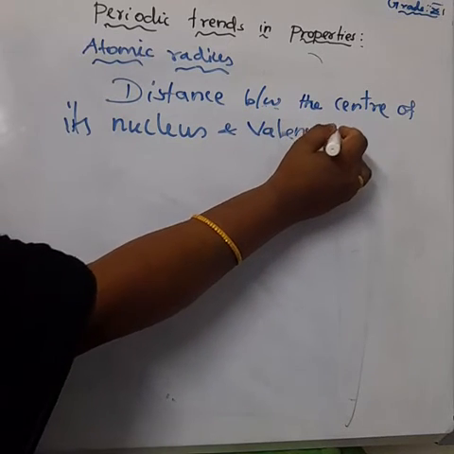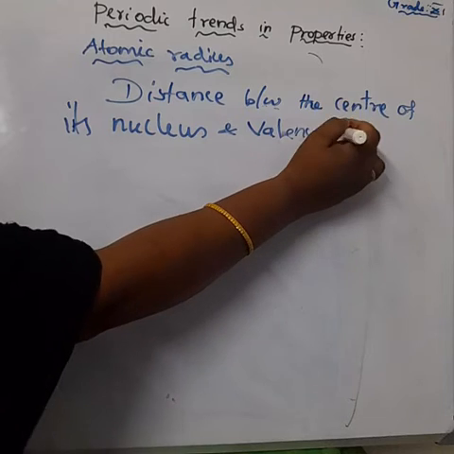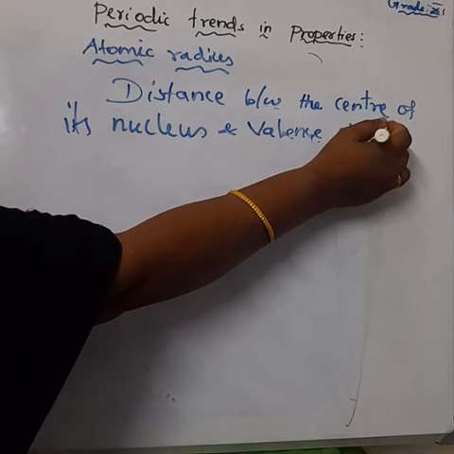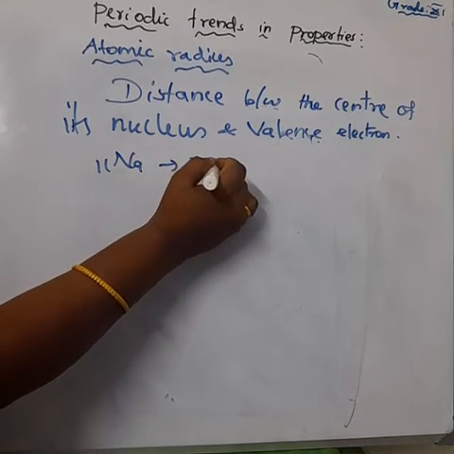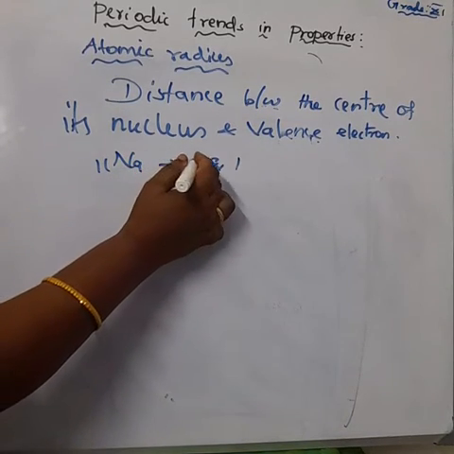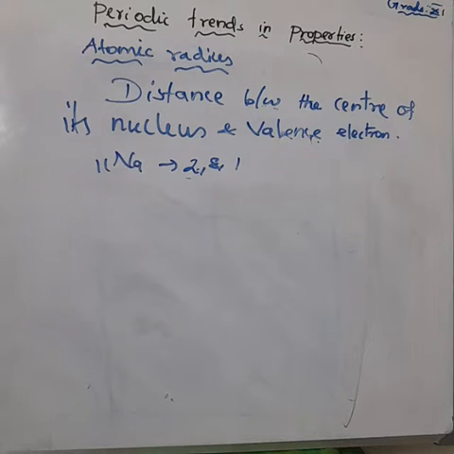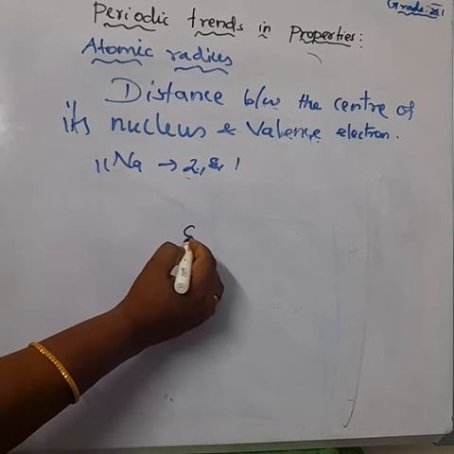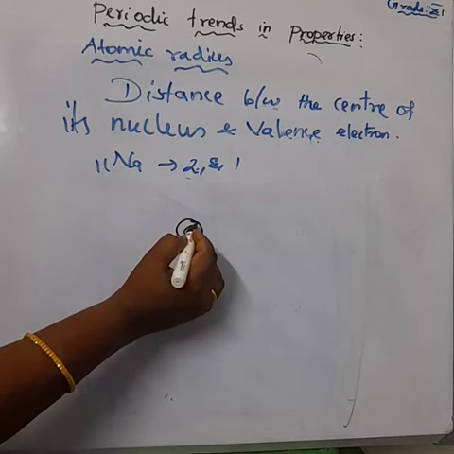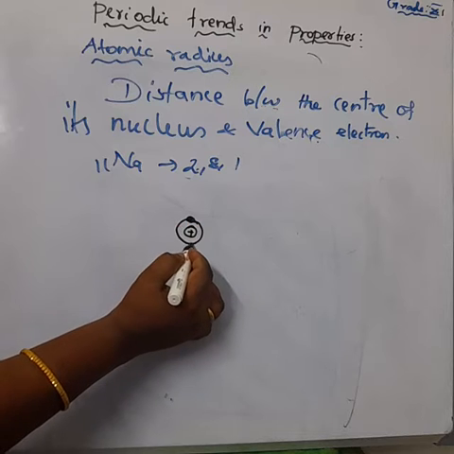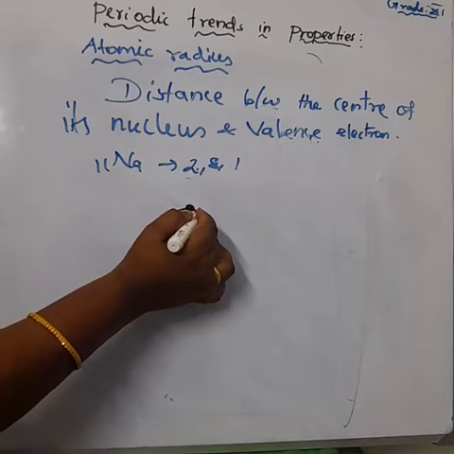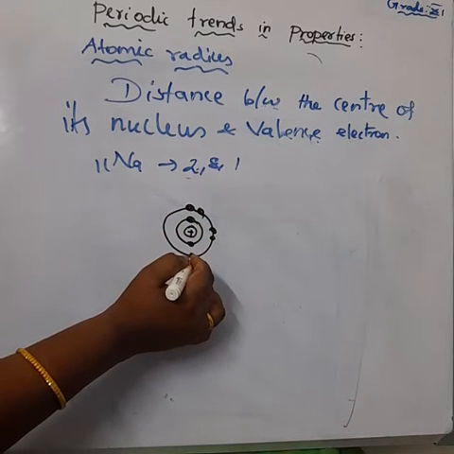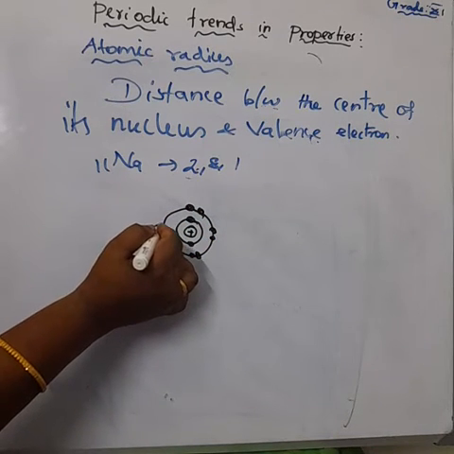For example, I am taking the sodium atom, atomic number 11. So the electronic configuration is 2, 8, 1. You know, the nucleus is present at the center of the atom. Electrons revolve around the nucleus in circular paths called orbits. The first orbit has 2 electrons, the second orbit has 8 electrons, and the third orbit has only 1 electron.